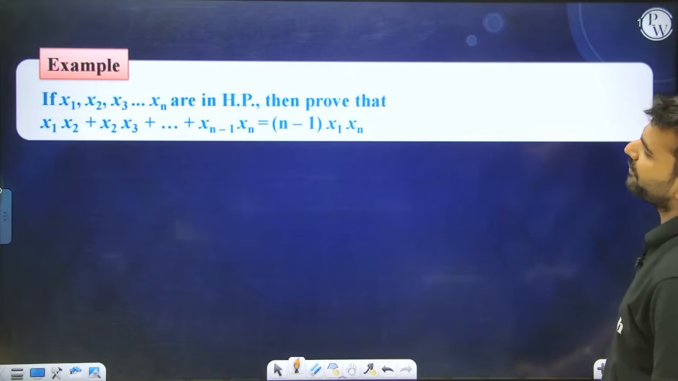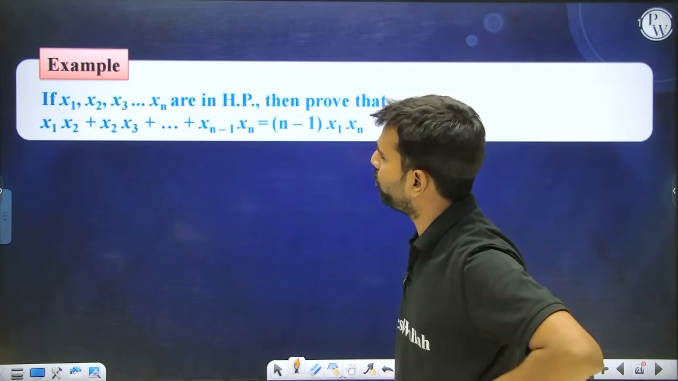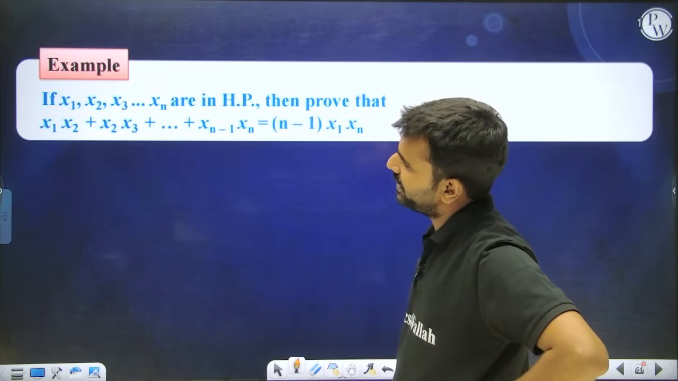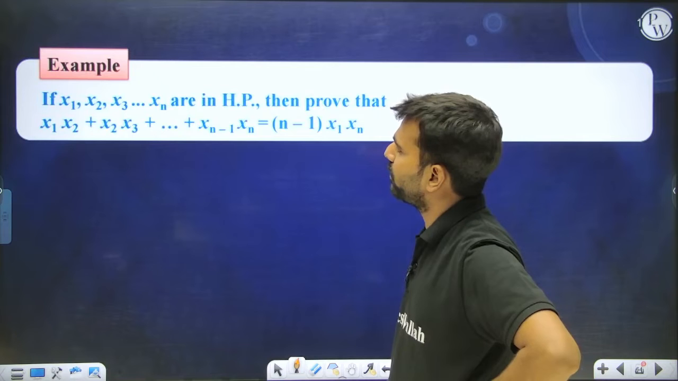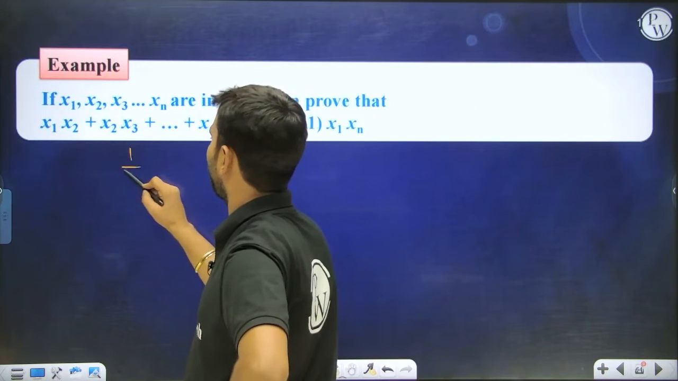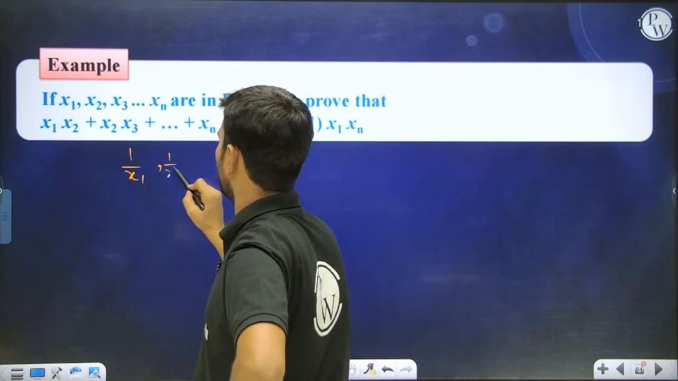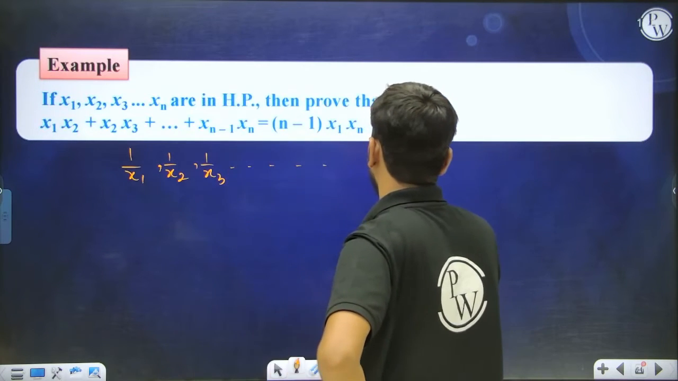Okay, if these are a few of the terms given to me in an HP, then we need to prove that this kind of a thing is going to hold true. If these are the few terms in an HP, then 1 by x1, 1 by x2, 1 by x3 and so on are going to form an AP.